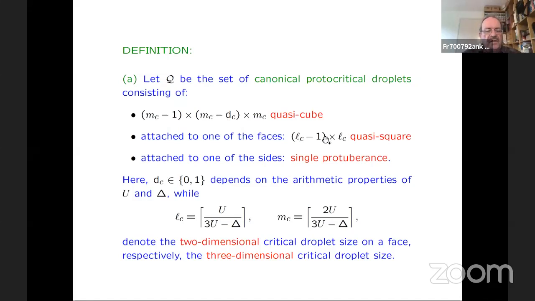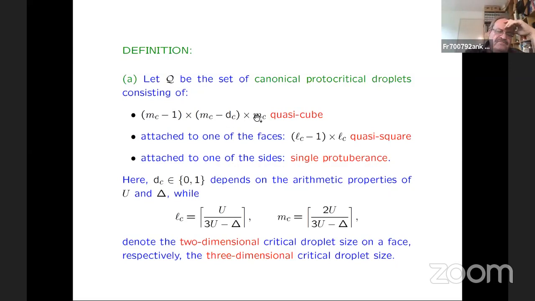It can happen that on this cube, you actually attach a two-dimensional critical droplet on one of the faces, and then on one of the faces of that, you can stick a protuberance. I'm going to show you a lovely picture that Francesca Nardi made a number of years ago. It turns out that there are actually two length scales playing a role, a two-dimensional length scale and a three-dimensional length scale. The three-dimensional length scale describes roughly the size of your cube, and the two-dimensional length scale describes what a two-dimensional critical droplet attached to one of the faces should be.